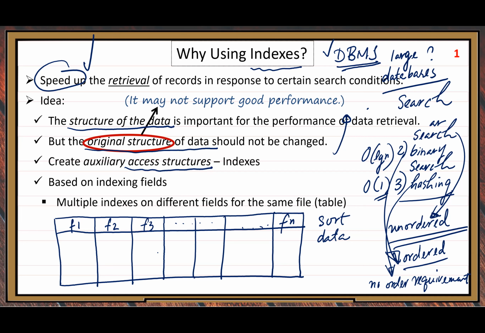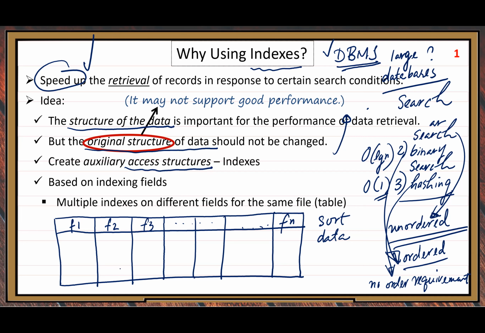Then the sorting result will be different. Based on field 2, you have one sorting result. Based on field 3, you have another sorting result, right? Different. You need to specify which field you want to sort your data against.